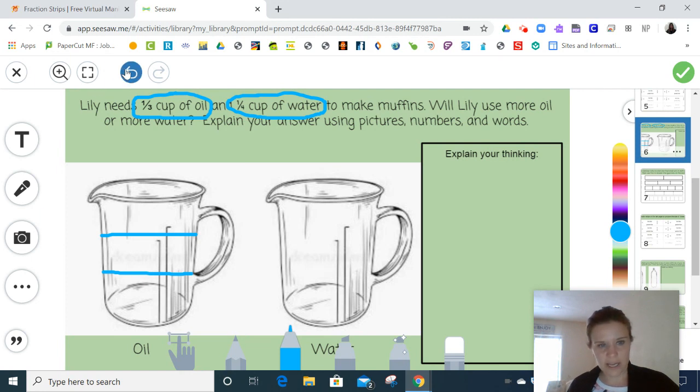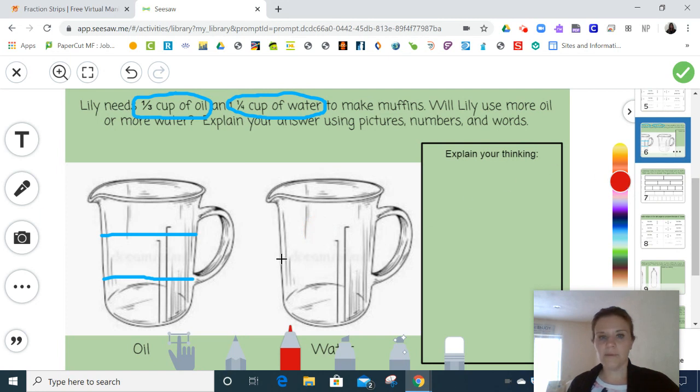I think it looks pretty good. Actually, I don't like how high I made that second line. I might actually make it down a little bit. There. I think that's a little more even. 1/3, 2/3, and 3/3. All right. So for water, it says she used 1/4 of a cup. That means that I have to make 4 equal parts.